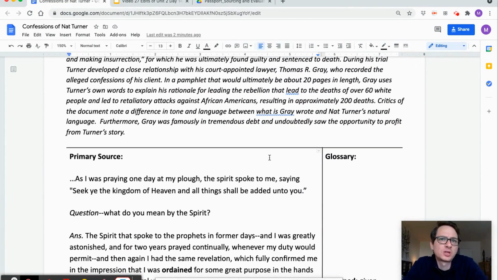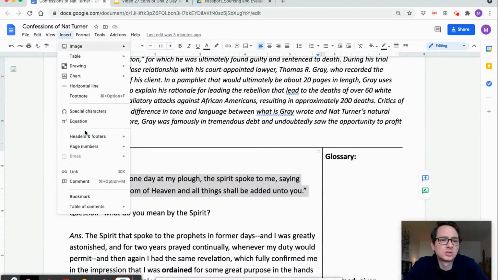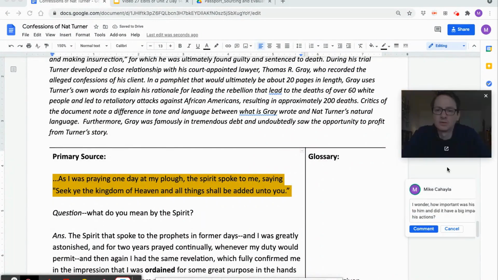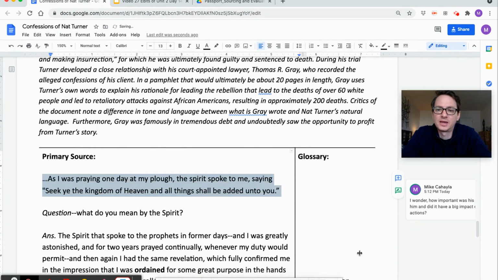So let's say the first time I'm reading this, I noticed that in this first sentence, I noticed how there's a lot of religious terms and ideas. And a question I had was, I wonder how important his faith was to him, and did it have an impact on his actions? So what I would do is I would highlight that sentence like I just did. I would go to Insert, Comment, and enter it right here. And I just entered the question that I have about this text.